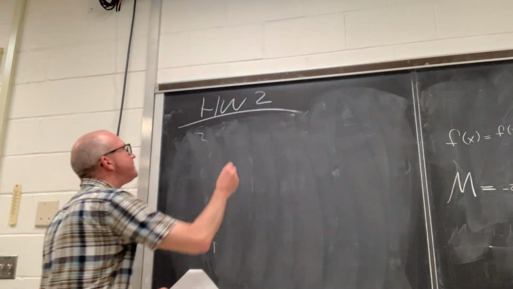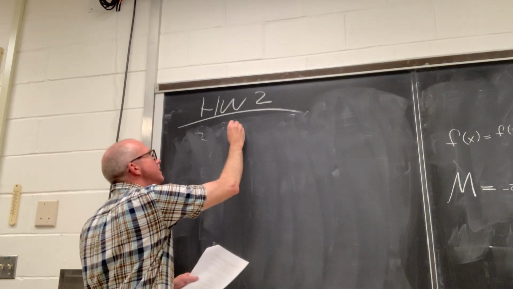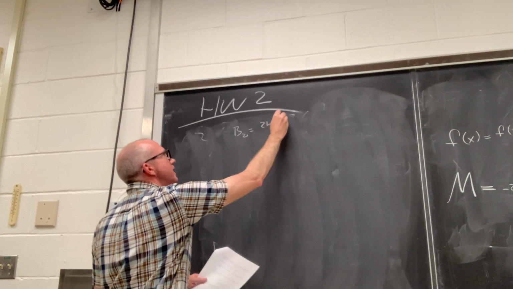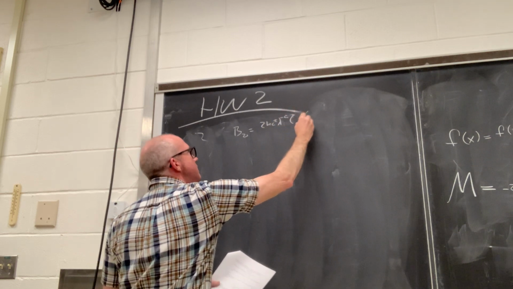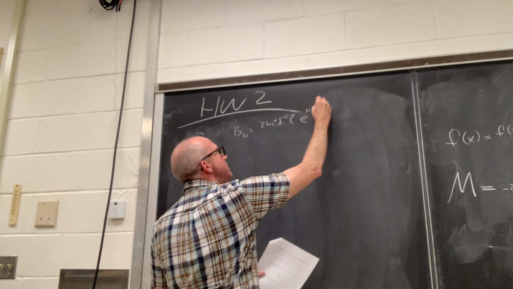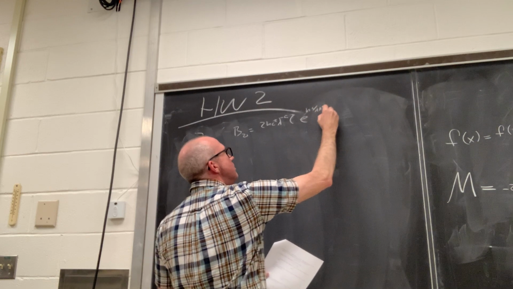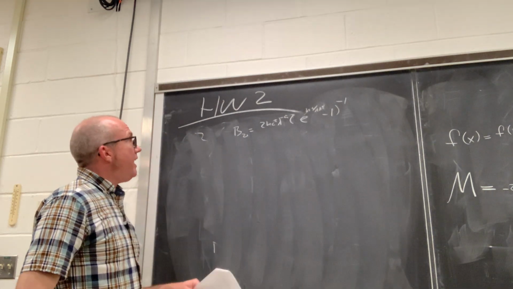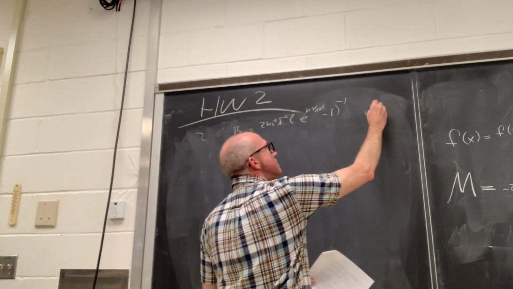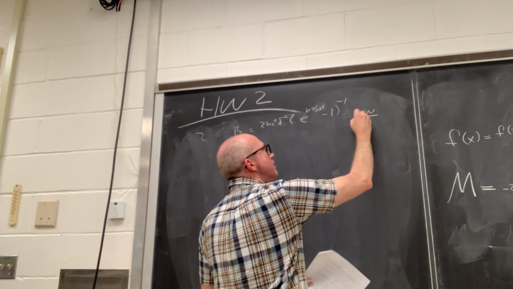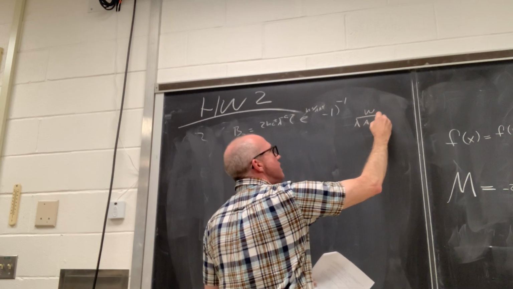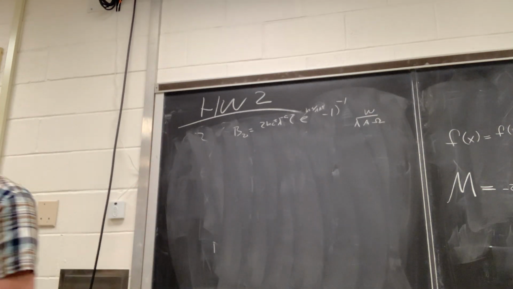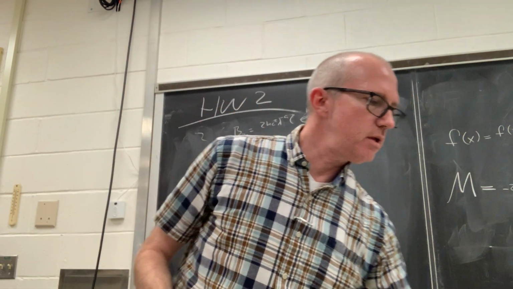Yeah, okay, so the black body is 2hc squared lambda to the minus 5 times e to the h c over lambda kT minus 1, to the minus 1. And this is in watts per lambda per area per solid angle. So centimeters, angstroms, steradians, if you like those.